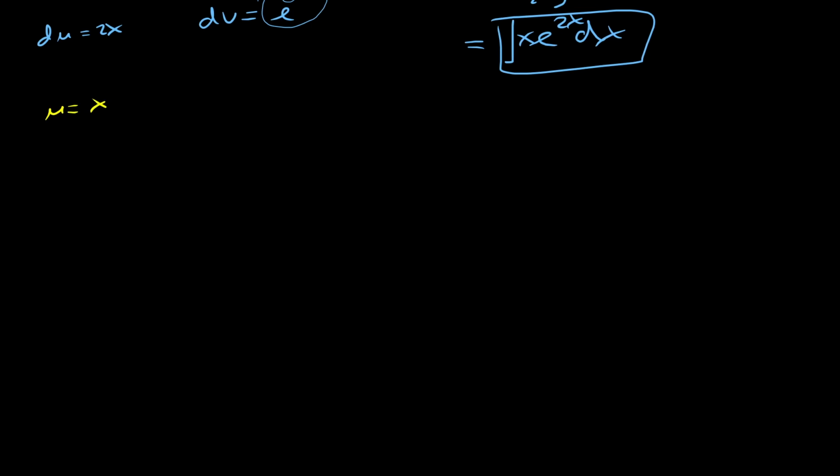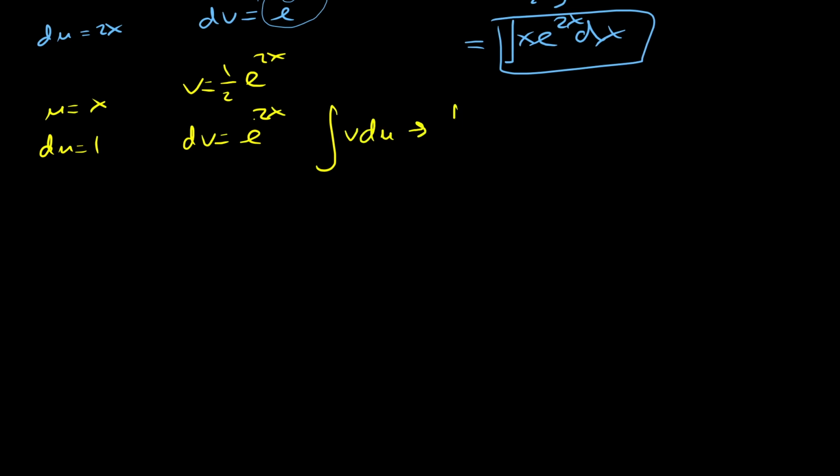So u is equal to x, du is equal to 1, dv is equal to e^(2x), and v is equal to, again doing the same process, getting the constants outside in order to get the 2 to 1, so we get 1/2 e^(2x). And now for the v du part. To solve this one, it's the same thing. So integral 1/2 e^(2x), and du is 1, so dx. So we get the constants outside, and then it's e^(2x) dx.